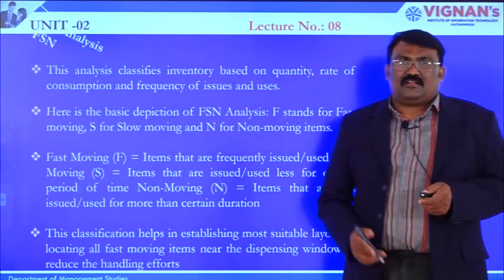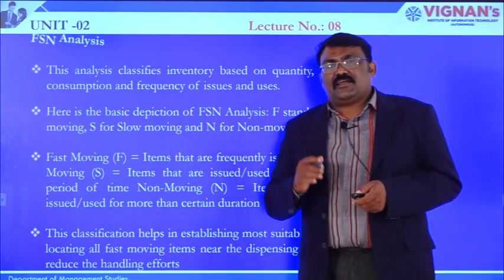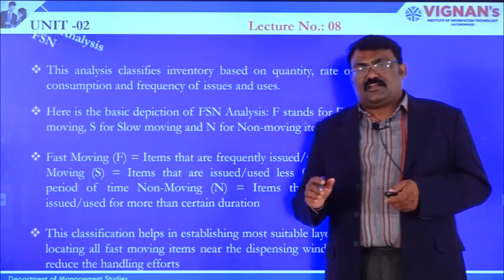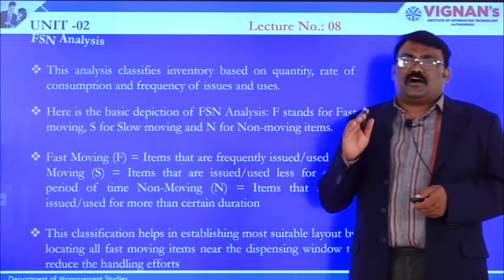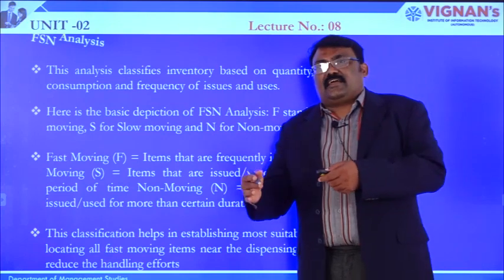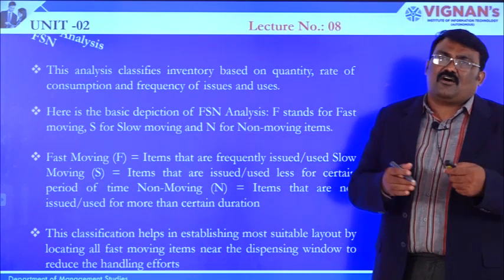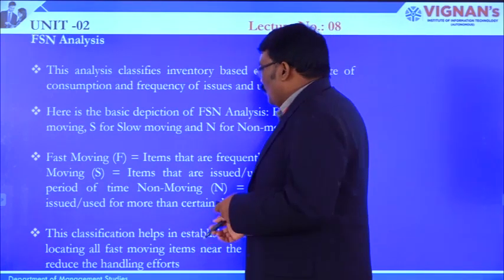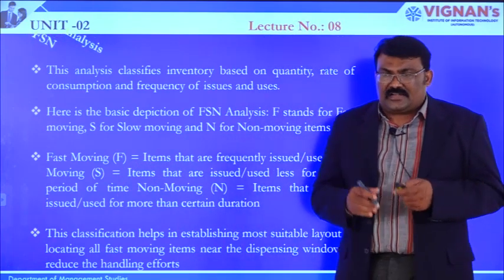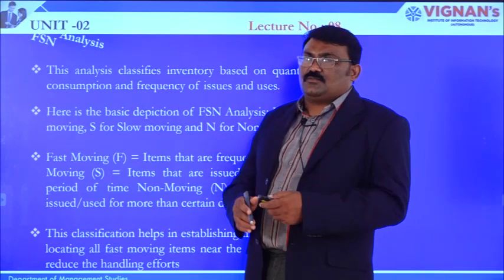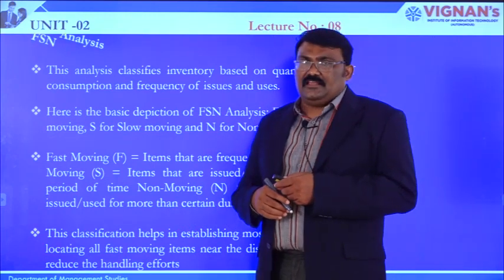So, how do they classify based upon FSN? They classify FSN based upon the consumption. Raw material that moves regularly is classified as fast moving. If, over a certain time duration, there is only some movement, such raw material is classified as slow moving. Even in that certain duration, if the raw material does not move, then it is classified into the non-moving category, right.